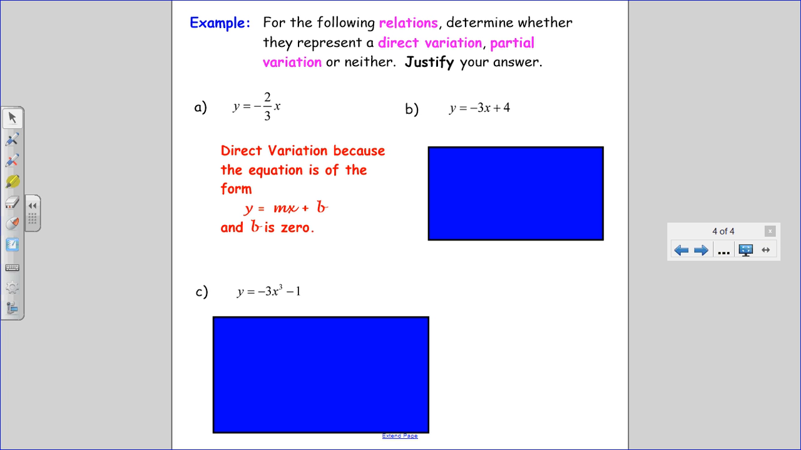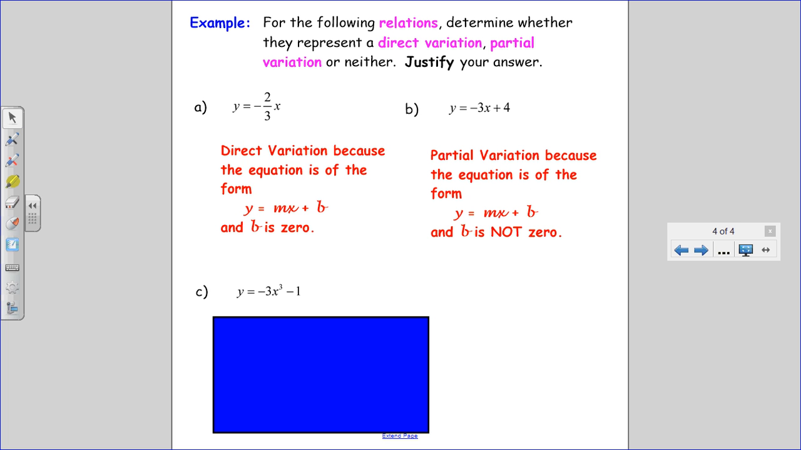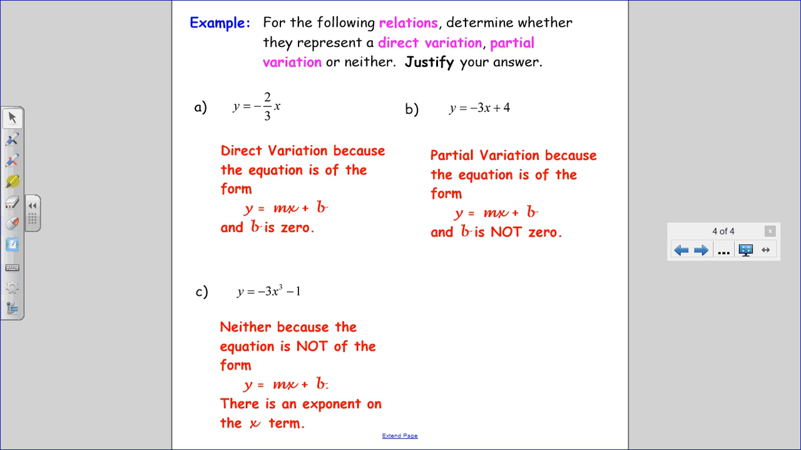In part B, again, we see y equals something multiplied by x plus or minus something, so it represents a partial variation. And in part C, we see y equals a number multiplied by x, but x has an exponent. So it is not of the form y equals mx plus b, so it is neither.